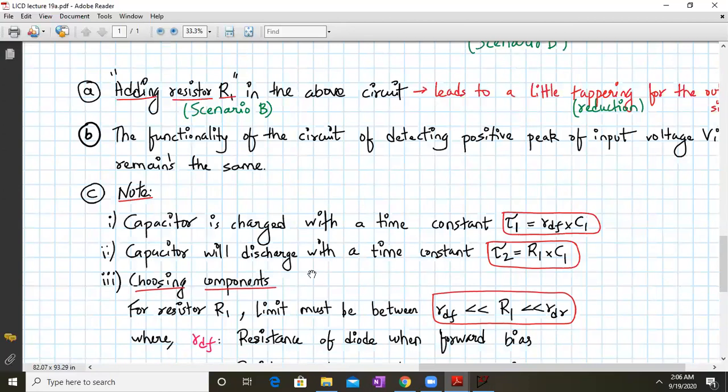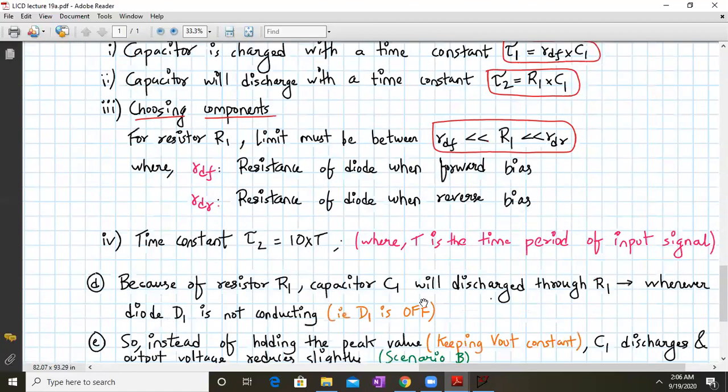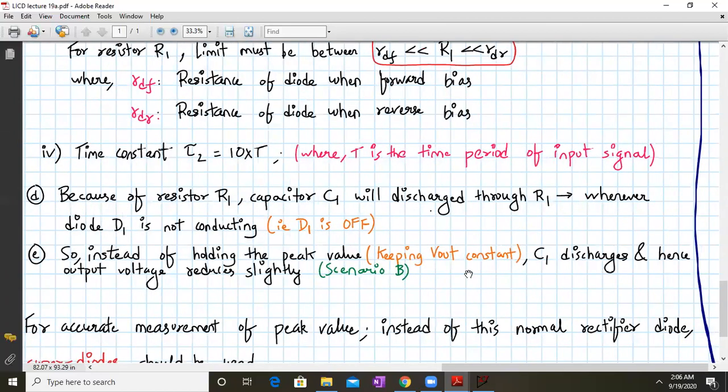This is because the capacitor is discharging via a time constant which is dependent upon the components R1 and C1. Because of resistor R1, the capacitor will get discharged whenever the diode is not conducting.